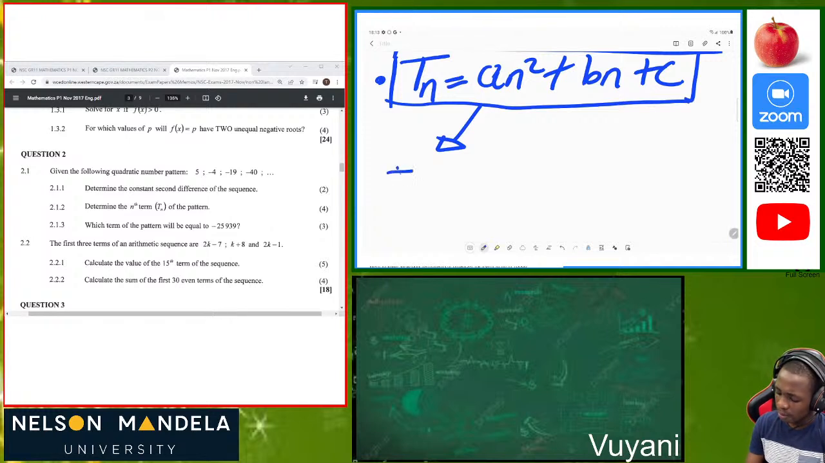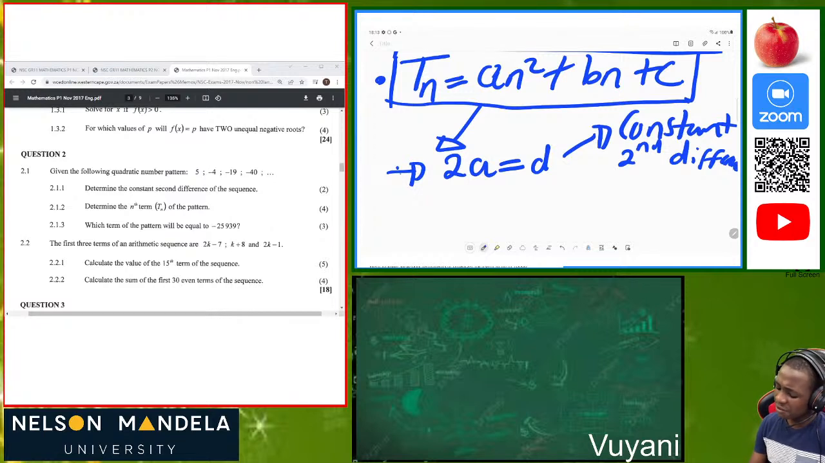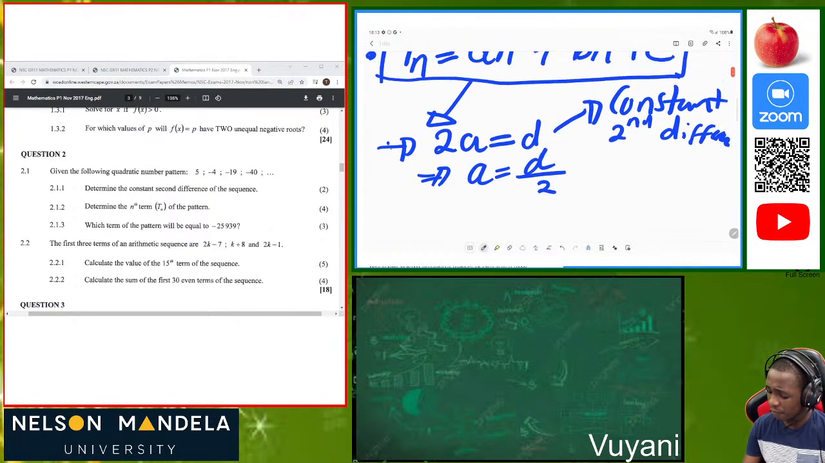It's also important that you know that a is calculated by saying 2a is equal to d, where d is the constant second difference. I'm going to do an example on that. After you find a, we know that a will be equal to the constant difference divided by 2. After we find a, we want to determine the value of b.